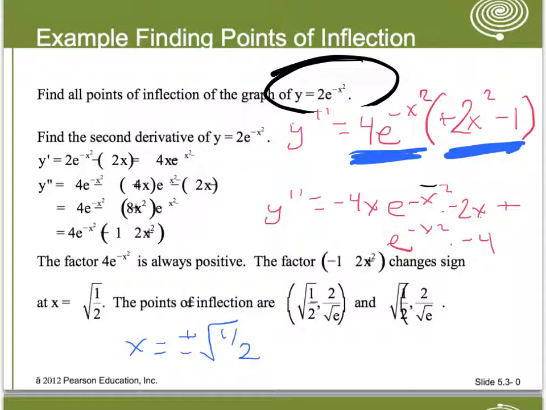You put those back into the original function to find the y value, and you get these 2 points as points of inflection. So we have the square root of 1/2 and 2 times e raised to the negative 1/2, and the negative, that was supposed to say plus or minus right there, of that the same. Those are your 2 points of inflection.